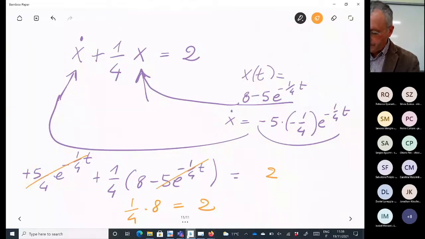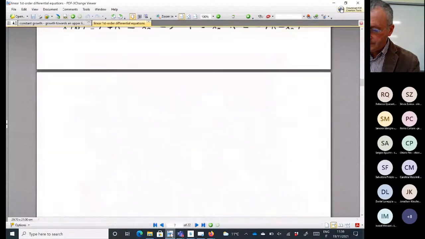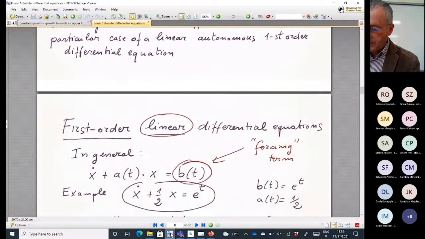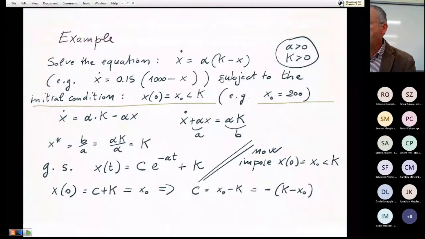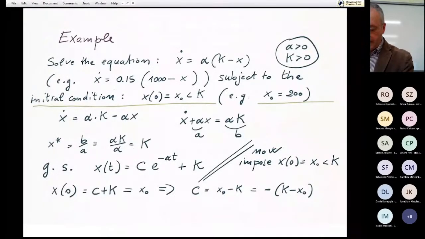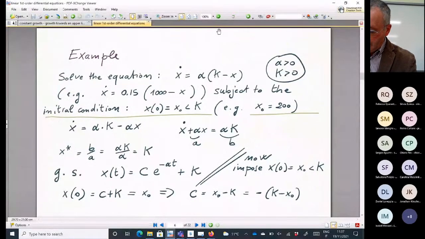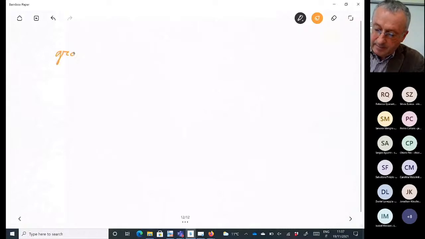Now, we're almost done. The last thing I want to do is just to show you that our previous model of growth towards an upper limit is just an example of a differential equation of this type. It's just written in a slightly different manner, but it is an example of a differential equation of this type. It is in the next 2 slides, but I'm going to write this here in 2 minutes. So the growth towards an upper limit is just an example of a linear first-order autonomous differential equation.